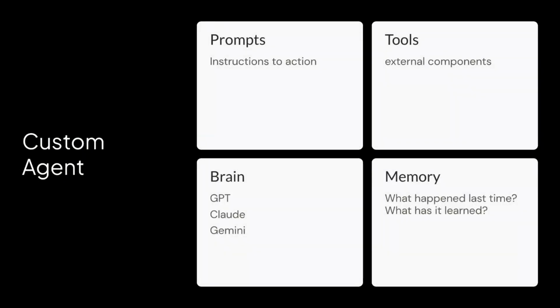So the key components of a custom agent is going to be: it's got a prompt, which is the instructions to act. And then there's some tools, which might be telling it to go out and get information and bring it back, or telling it to go out and give information to prompt something else. So there's the tools, and there's a brain, which is, of course, going to be the reasoning model.